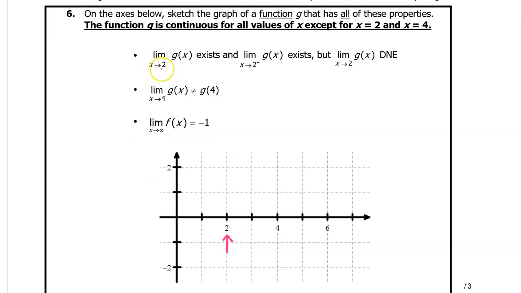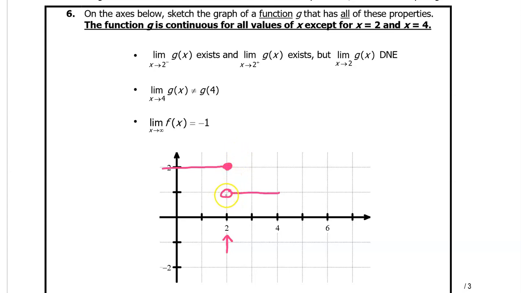If the limit as x approaches 2 from the left exists, that just means that as we approach 2 from the left, we are approaching a specific value. So I'm just going to put a dot here. There just can't be an asymptote. That's about the only limitation. The limit as x approaches 2 from the right also exists. So I'm going to put it down here because I've already seen what's coming. So as I approach 2 from the right, again, I am approaching a specific value.